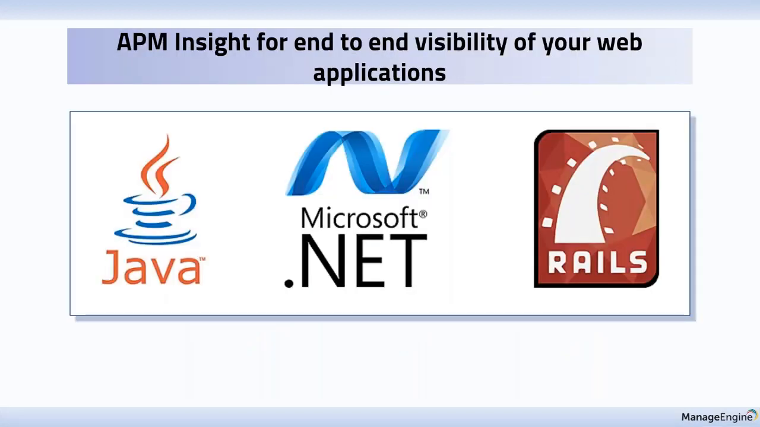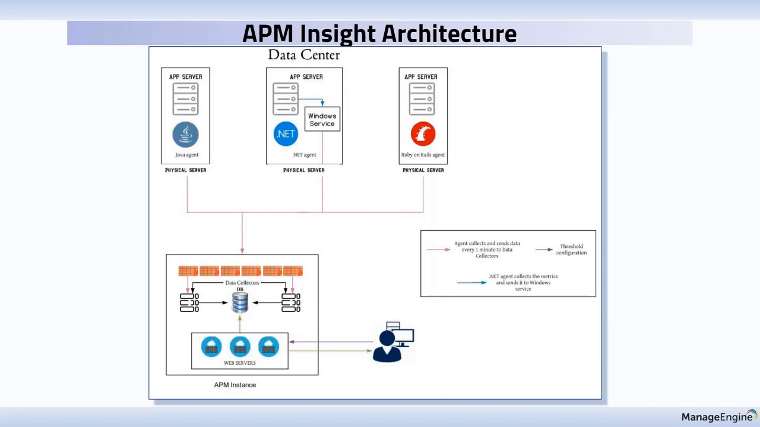Let's see the various technologies supported by APM Insight. It supports Java-based web applications, .NET, and Ruby on Rails. The APM Insight architecture is designed in such a way that the agent is deployed on the machine where your application server is running. Say, for example, you have an IIS server running on one of your client machines, and this agent needs to be deployed on that particular server. Once the agent is deployed, the agent hooks up with your application server process, collects the performance metrics, and sends the collected data to the data collectors of Applications Manager.